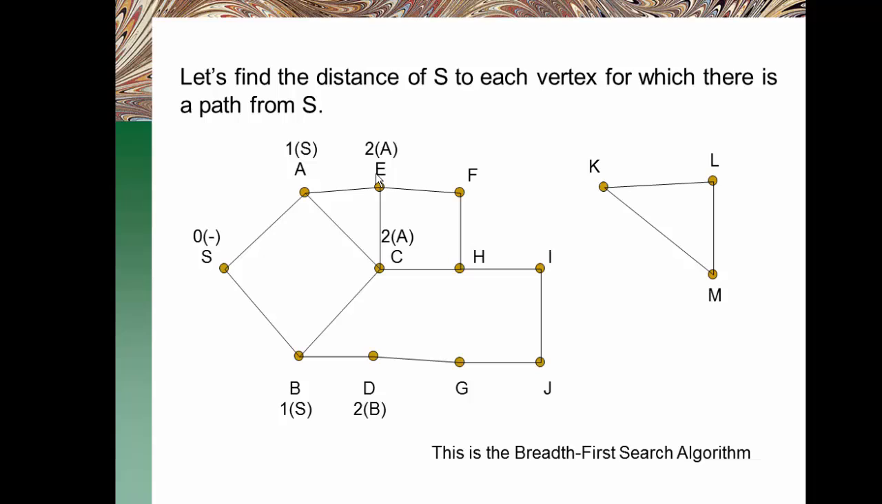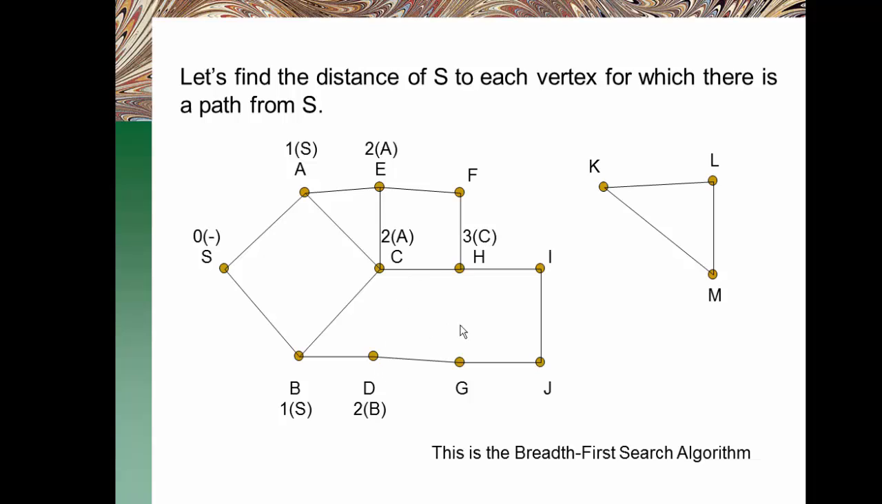Next, we continue the algorithm by visiting each second level vertex and finding adjacent vertices that have not been labeled. Now again, let's follow the alphabetical order. We have the vertices E, C, and D. So we're going to go first to vertex C and find the adjacent vertices that have not been labeled. In that case, it will be H only. We label it with 3. And the predecessor is C.